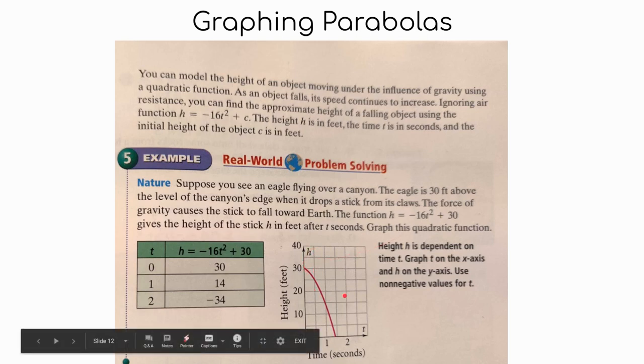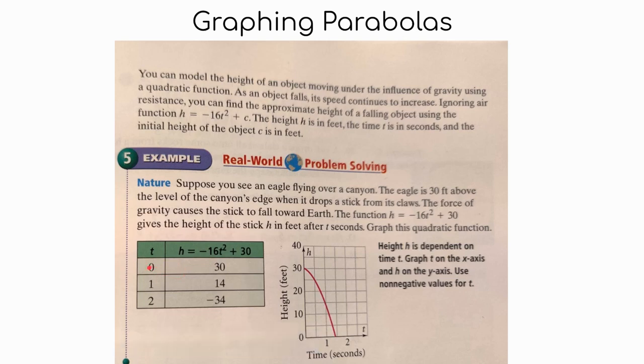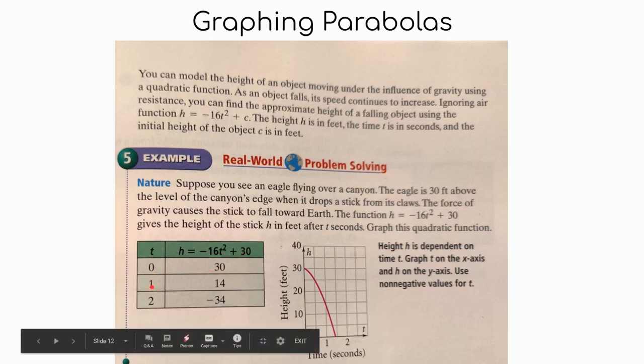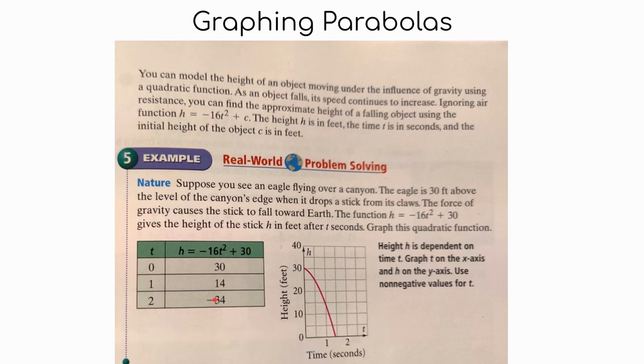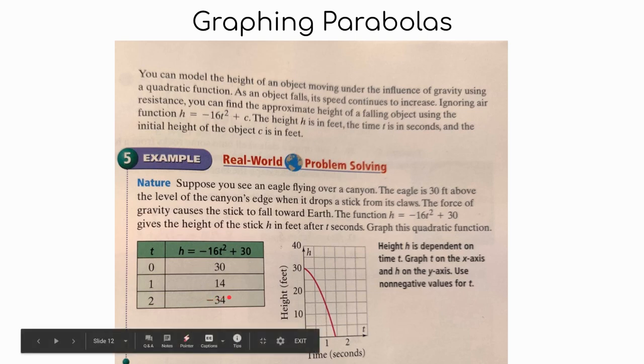We don't have any other strategy right now other than creating a table. Create a table at time 0. We know that's going to give us 30. That's our y-intercept. We substitute in 1. That's an easy one. 1 squared times -16. -16 plus 30 is 14. And we see even after 2 seconds, it has passed the ground level edge of the cliff, right?